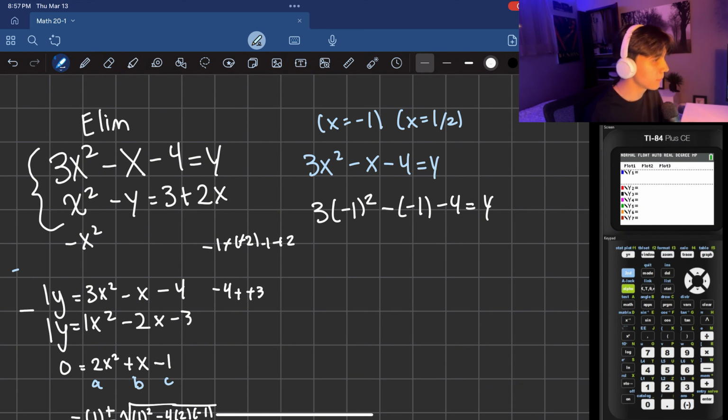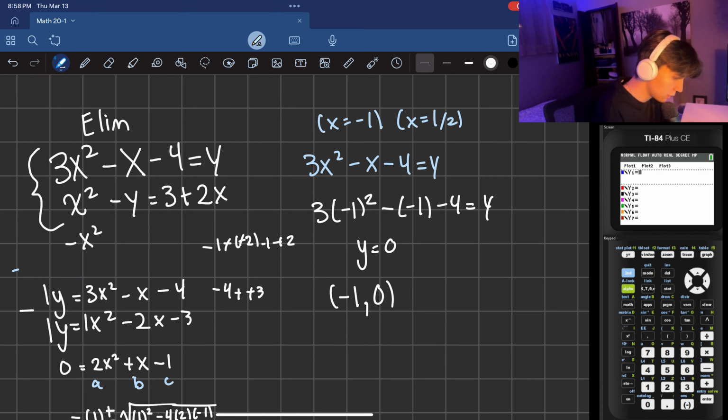So we have 3 times negative 1 squared minus negative 1 minus 4. And that's going to give us our y. So y happens to equal 0 here. So at x equals negative 1, our solution is going to be 0.